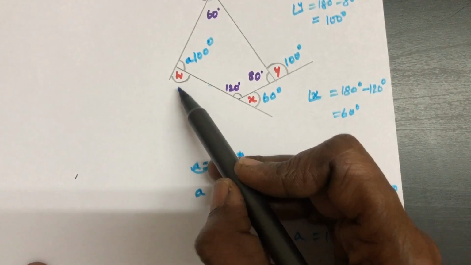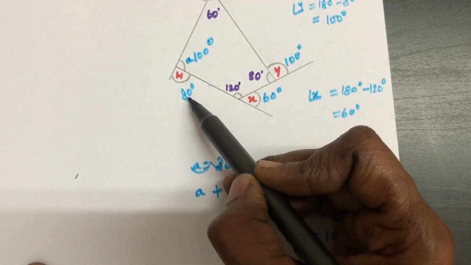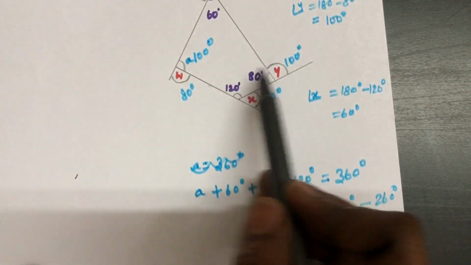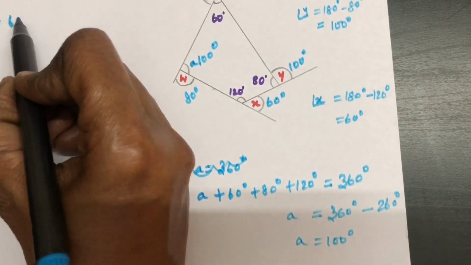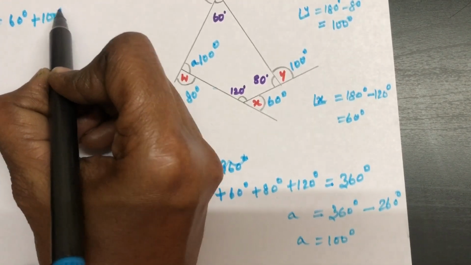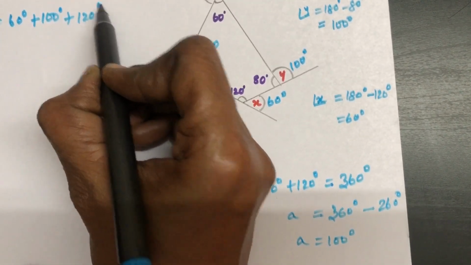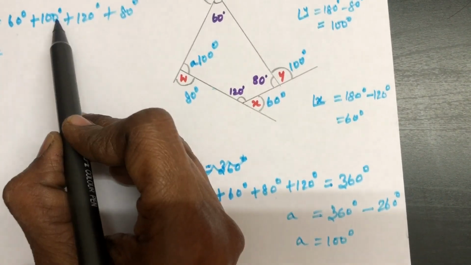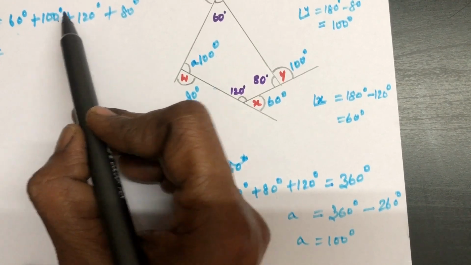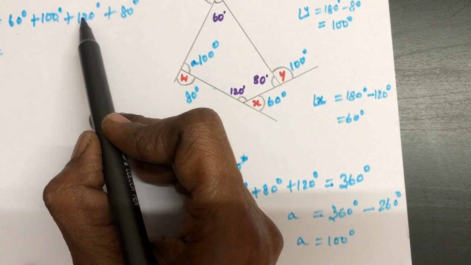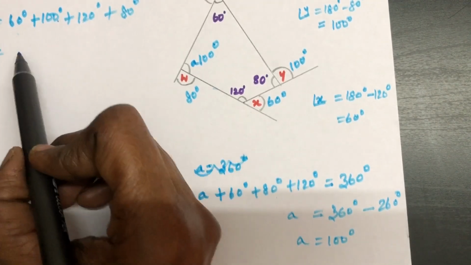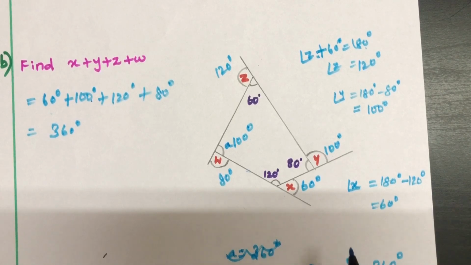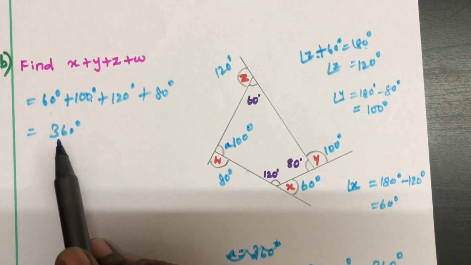If this is 100, it must be 80 degrees. 180 minus 100 is 80 degrees, right? Now we are going to find what is x plus y plus z plus w. What is x? 60 degrees. What is y? 100. z is 120 degrees and w is 80 degrees. So this is 160, right? 160, 260, 280, 280 plus 80 is 360 degrees. So the sum of the exterior angles is always 360 degrees.